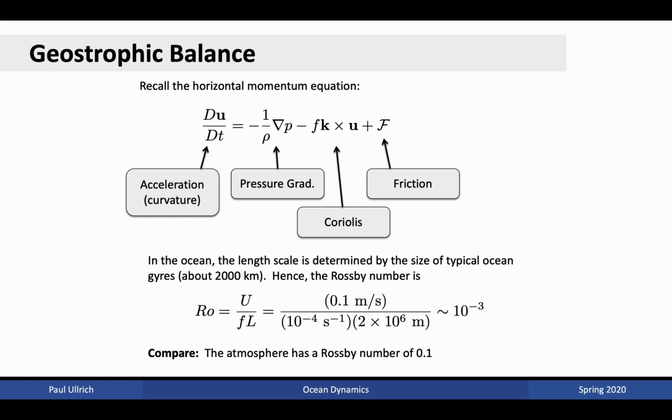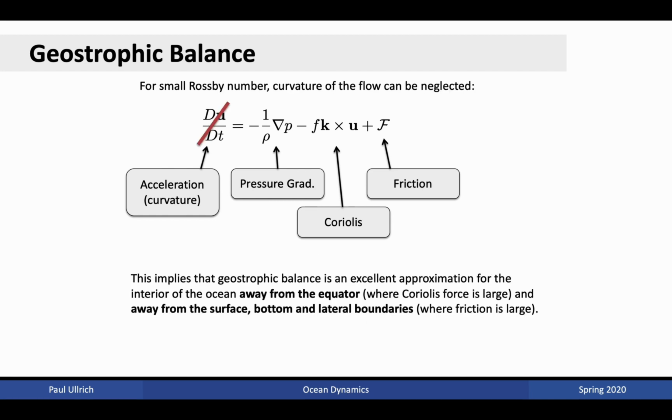Plugging these into the expression for the Rossby number, we have a Rossby number in the ocean of about 10^-3. This is of course much smaller than the atmospheric Rossby number, which we calculated to be about 0.1. This means that in the ocean, approximations such as thermal wind and geostrophic balance are excellent and hold even much better than they do in the atmosphere.